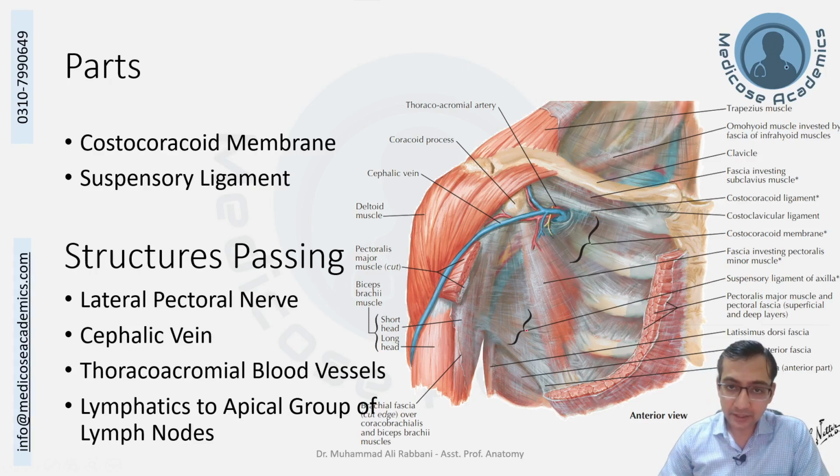And then there is the part that is beneath the pec minor all the way to the axilla. So this part is called the suspensory ligament of the axilla, because the fascia of the axilla is suspended through this.